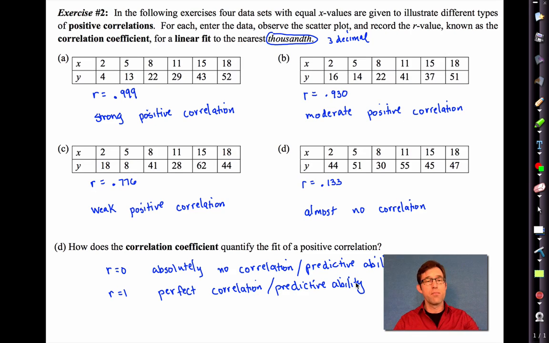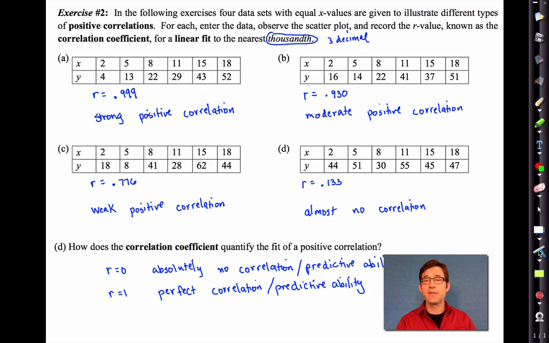R's of 0, bad. R close to 1, excellent. All right? You can almost think of it as a percent. You know, almost think of it as the percent that the model's going to get right. You know, 99.9% in letter A, 93% in letter B, but by the time you get to letter D, that model's only like 13% correct. That's not exactly the right way to look at it, but it's a helpful way.